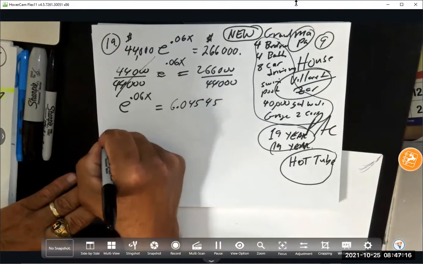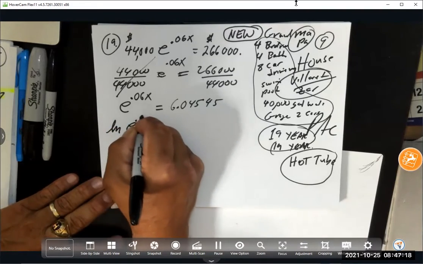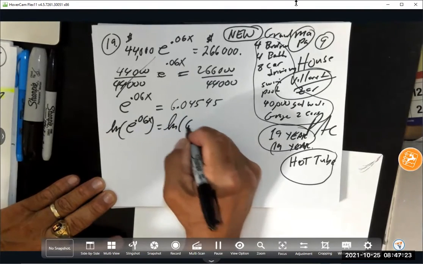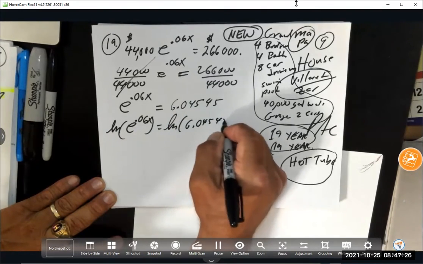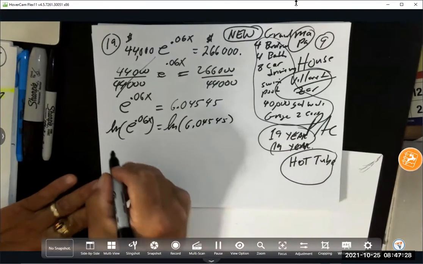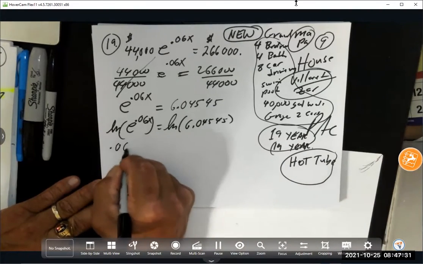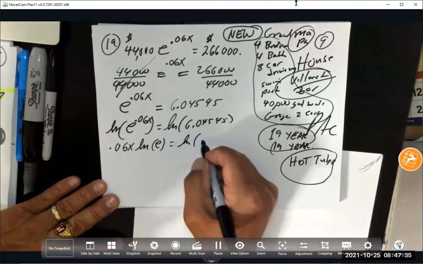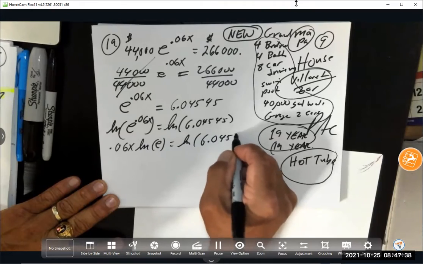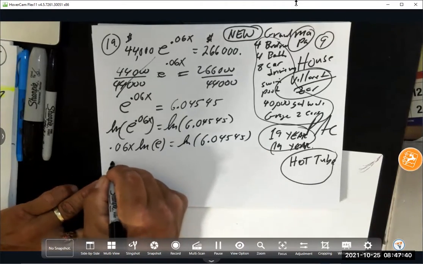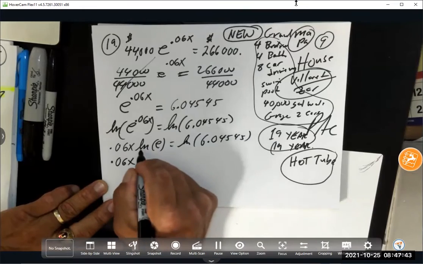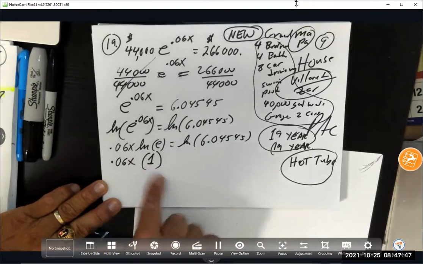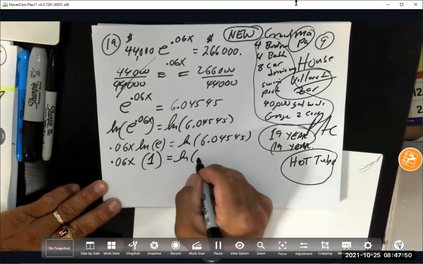Okay, so now I'm going to take the ln of the left side, e^(0.06x), and I'm going to take the ln of this number, 6.04545, and there's more, but that's close enough. The 0.06x always goes to the front, since ln of e equals 1. I have a formula from algebra that says ln of e is always going to be 1. So I know that much. I had that much skills.